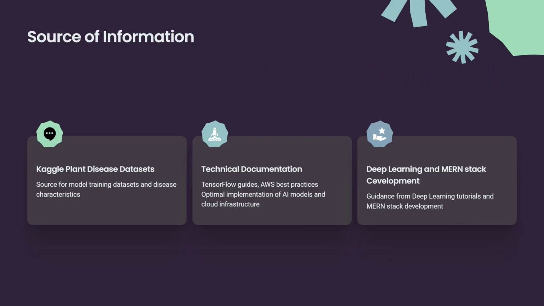Coming to the sources of information, this project has various sources of information, but let us discuss the important three. The first one would be the Kaggle plant disease datasets, which are a source for the model training datasets and disease characteristics. The second one would be the technical documentation, which includes TensorFlow guides, AWS best practices, and optimal implementation of AI models and cloud infrastructure such as AWS. The third one would be deep learning and MERN stack development, which is provided by the college, seeking guidance from deep learning tutorials and the MERN stack development. These are the major three sources of information which are used to develop this project.